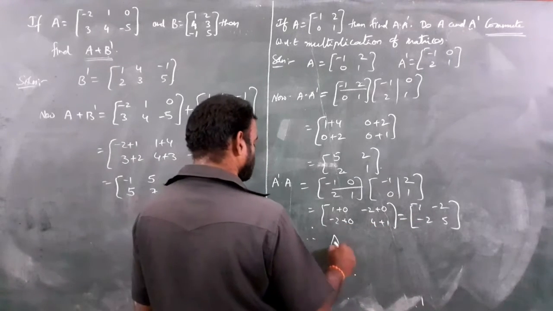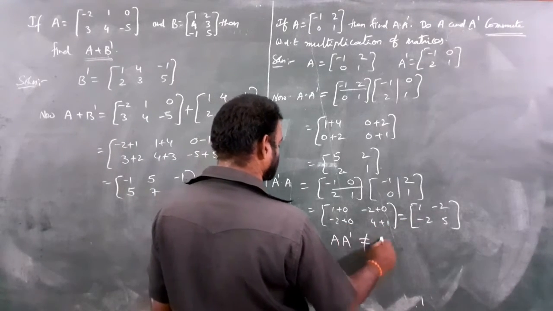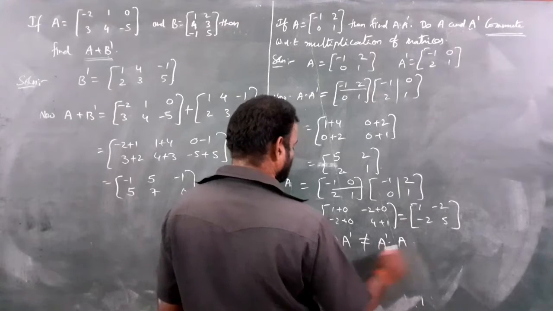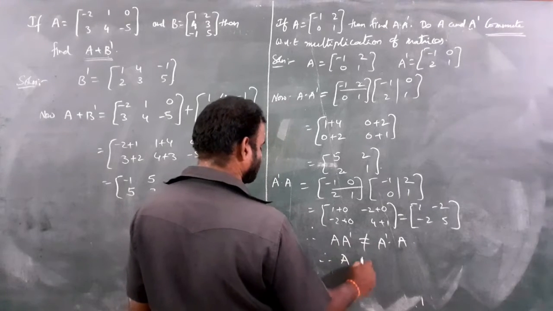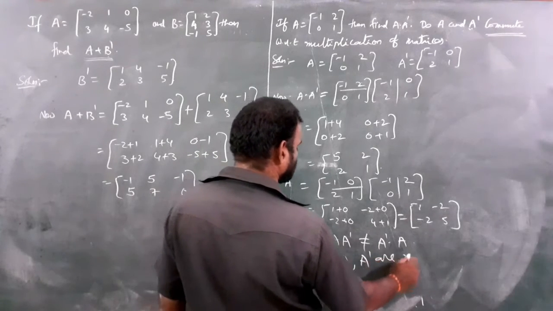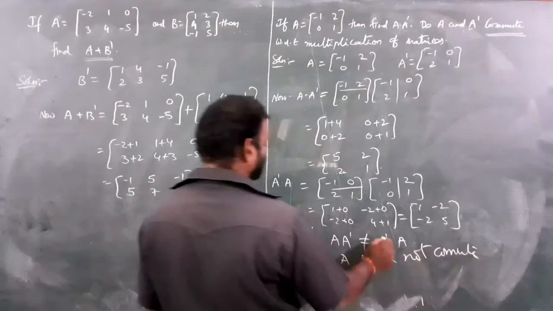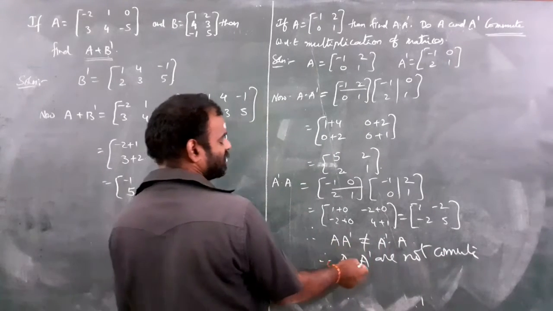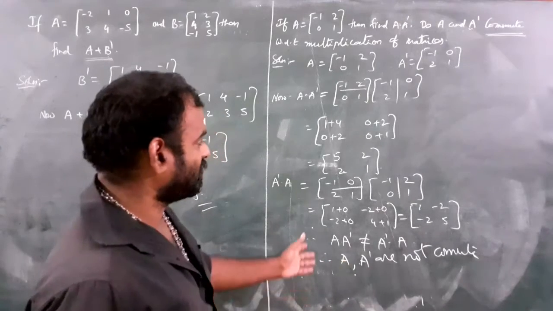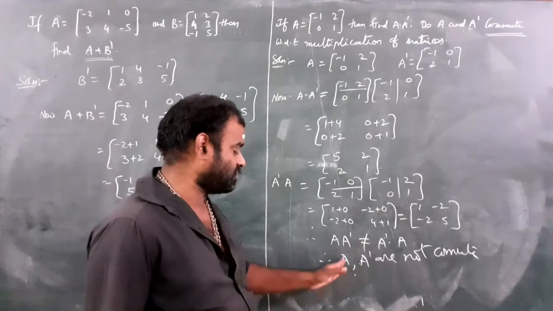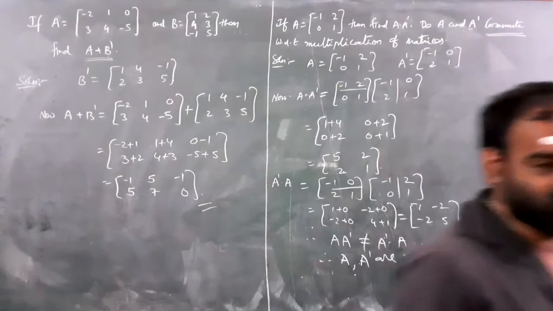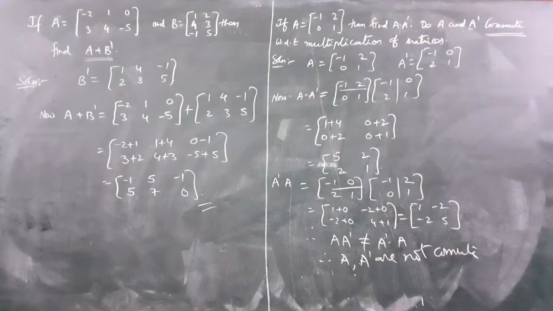Therefore, A into A dash is not equal to A dash into A. Therefore, A and A dash do not commute. If these two are equal, then only the matrices A and A dash commute. But here these two are not equal, so A and A dash do not commute. Very easy problems, all these are. You have to note down. We see another model here.